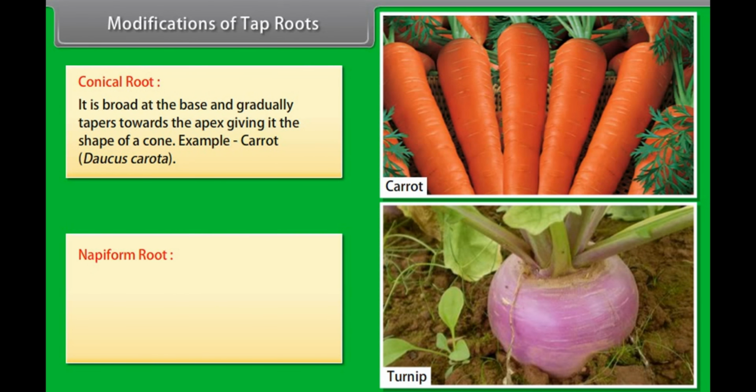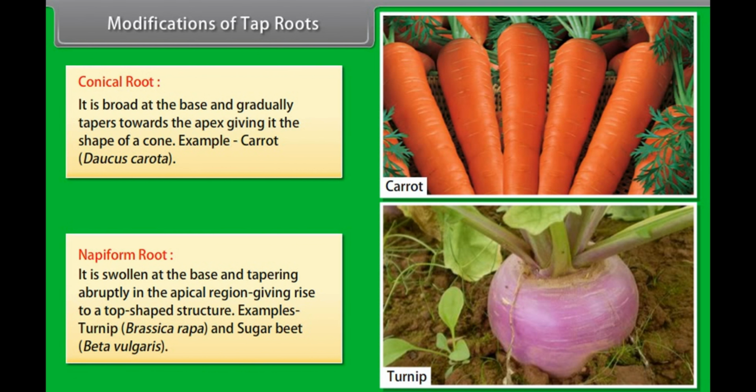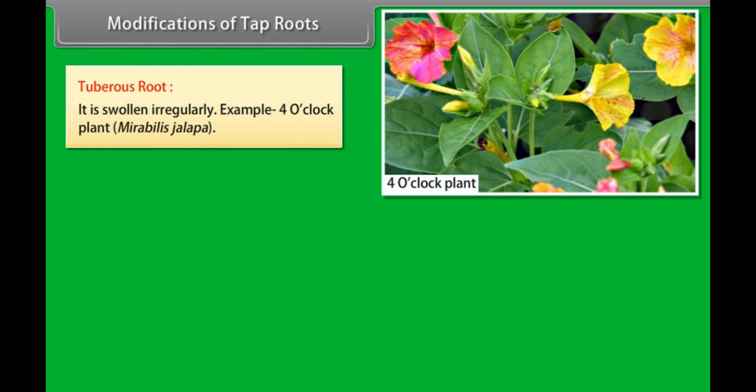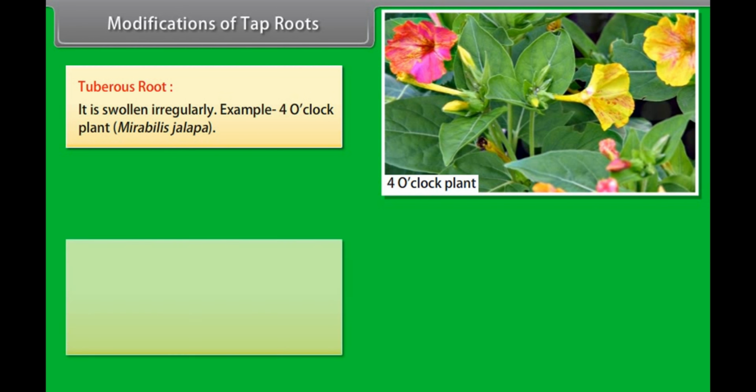Napiform root. It is swollen at the base and tapering abruptly in the apical region, giving rise to a top-shaped structure. Examples, turnip and sugar beet. Tuberous root. It is swollen irregularly. Example, 4 o'clock plant, Mirabilis jalapa.